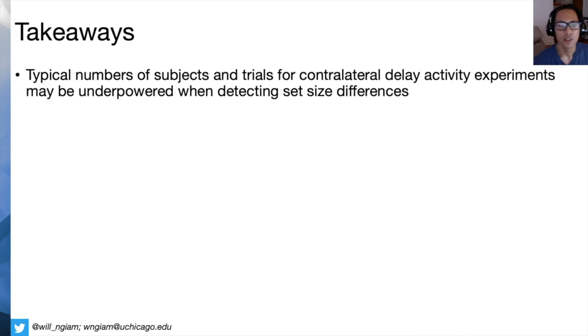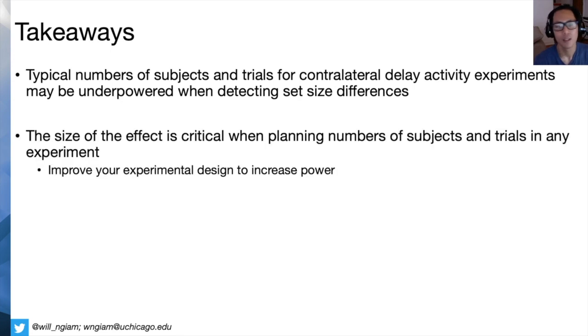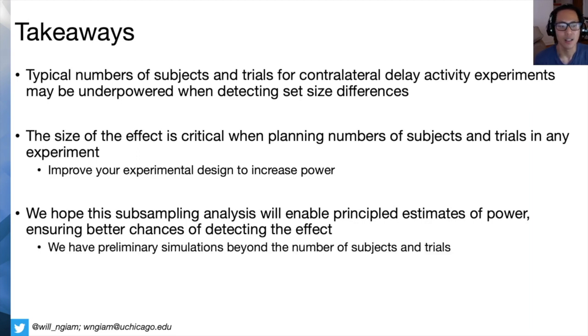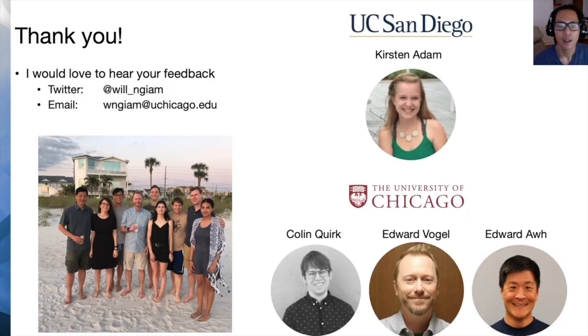So some takeaways: typical numbers of subjects and trials for contralateral delay activity experiments may be underpowered when detecting set size differences. The size of the effect is critical when planning numbers of subjects and trials in any experiment, so you might need to improve your experimental design to increase the power, such as looking at 1 versus 3 rather than 2 versus 4. We hope in the future this subsampling analysis will enable principled estimates of power, ensuring better chances of detecting the effect. And again, we have preliminary simulations beyond the number of subjects and trials that we hope to publish in the future so people can do that.